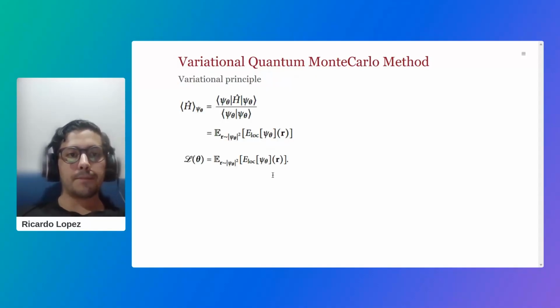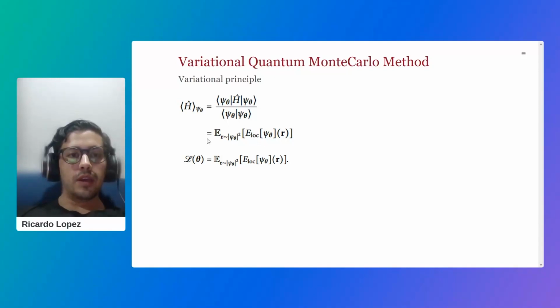So here we're using the variational principle of quantum mechanics that tells us that the expected value of the energy, once minimized, will correspond to the value of the ground state.